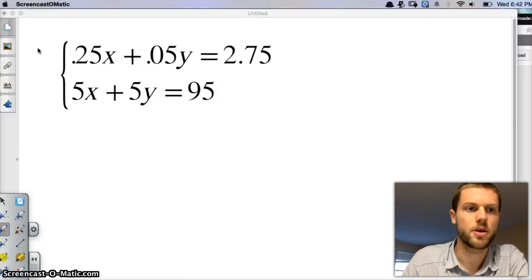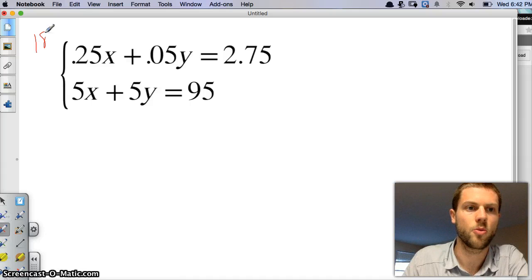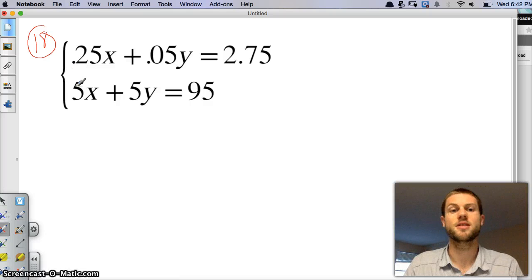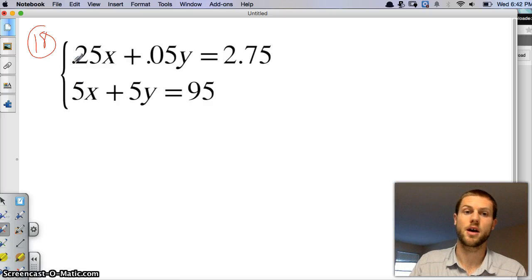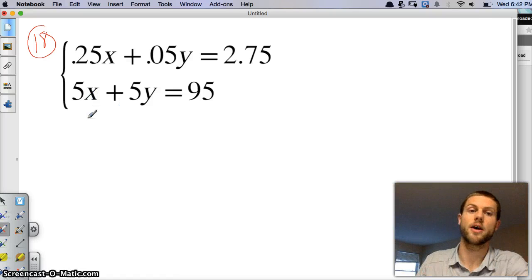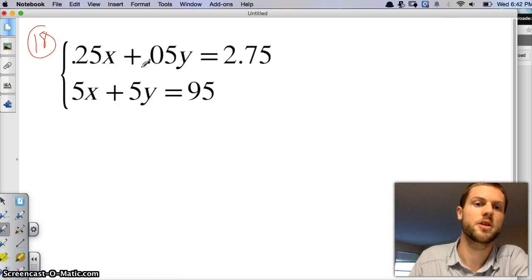All right, hello everybody. Here is number 18 from the homework. And this one's a little bit trickier because I'm dealing with decimals. And I still want to use elimination. The goal still is to have opposite coefficients that I can cancel out. But I'm going to have to do something a little bit different here to get rid of these decimal points.